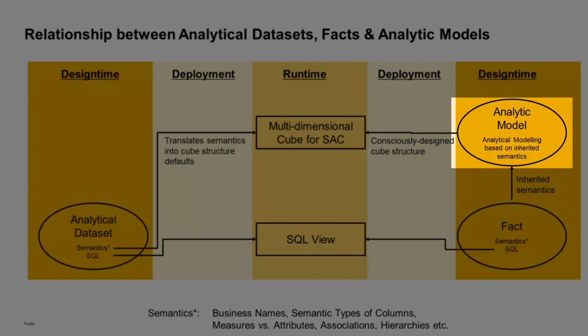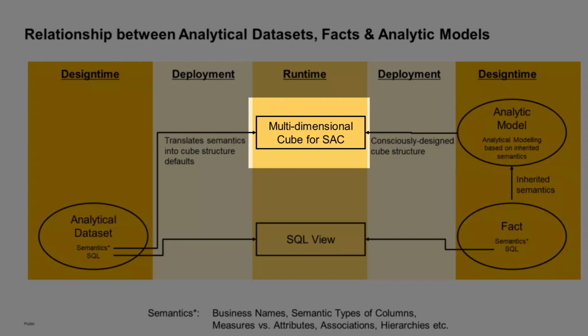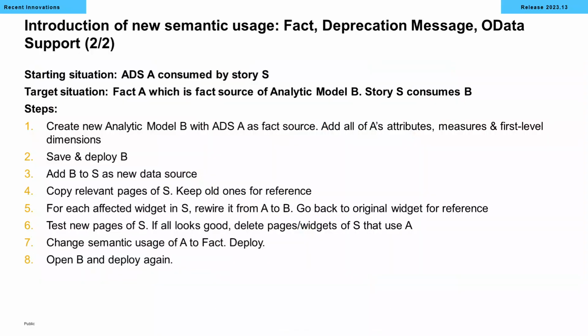So there's one new object, SAC starts talking to this other one. So what are the steps that are required for this? So you want to have this analytic model in the first place. So you take the analytic model and you build it on the ADS. As before, since we launched analytic models, they totally work on ADSs.